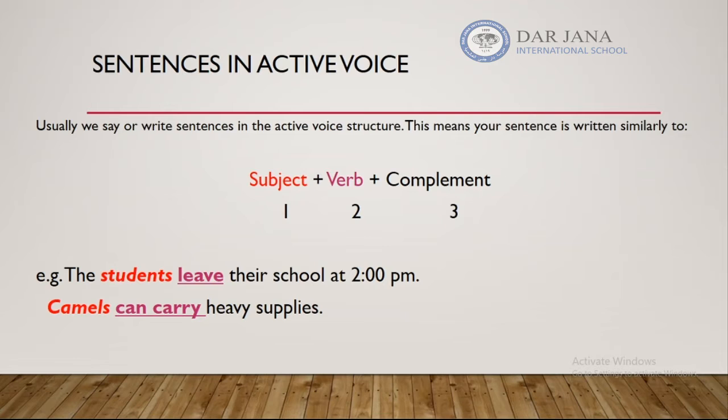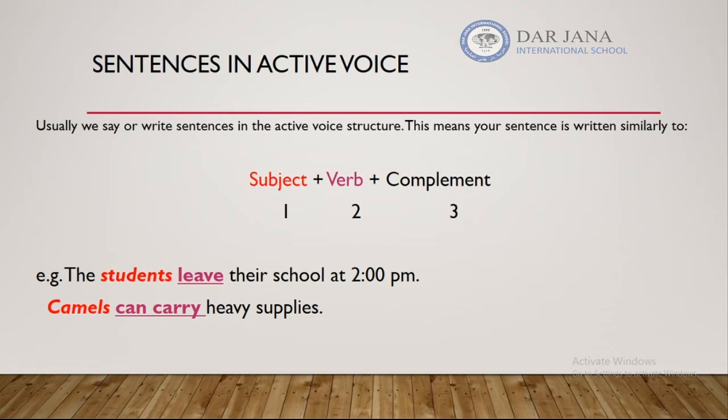First, sentences in the active voice. Usually we say or write sentences in the active voice structure. This means we have sentences that contain subject, verb, and complement. The students leave their school at 2 p.m. I have the subject, students, and I have the verb leave.